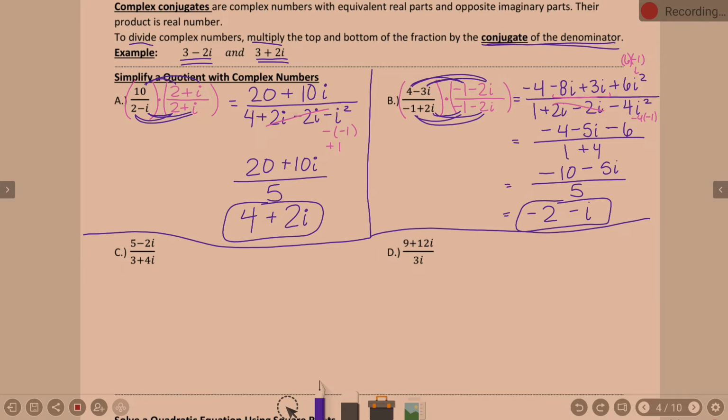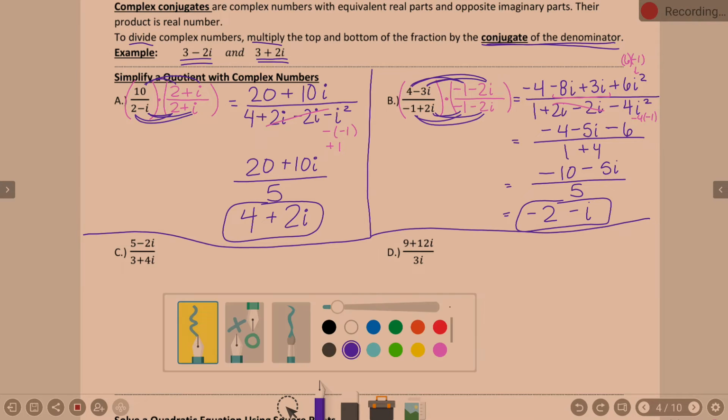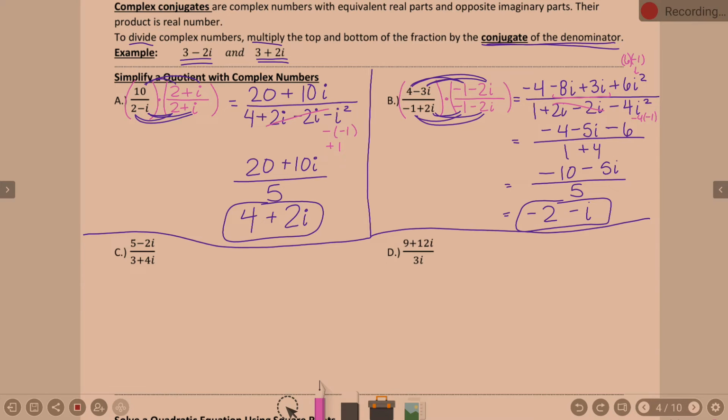Okay, so C is good practice here. You tell me, how do I start this problem? Multiply by the conjugate. And what is that? 3 minus 4i.